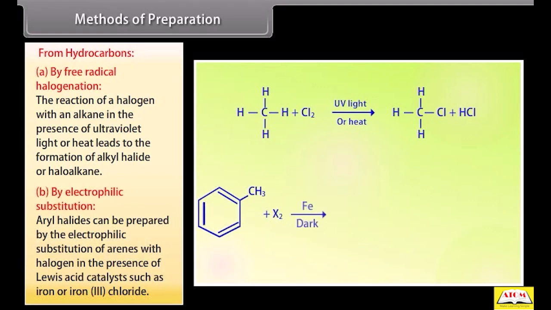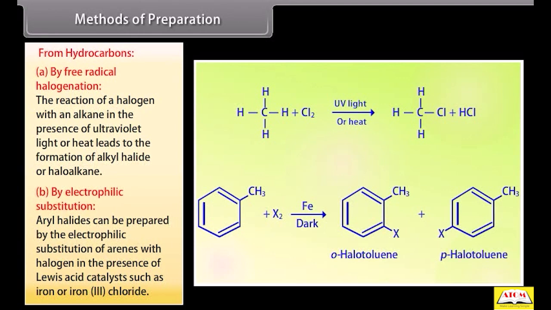By electrophilic substitution: aryl halides can be prepared by electrophilic substitution of arenes with halogen in the presence of Lewis acid catalysts such as iron or iron(III) chloride.